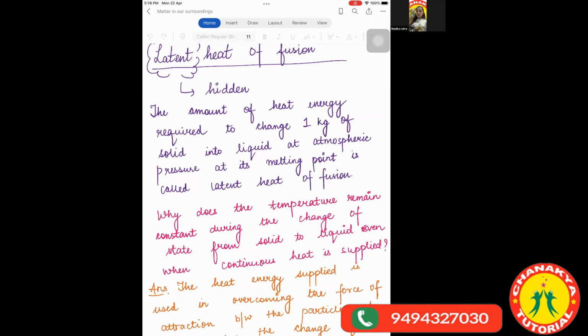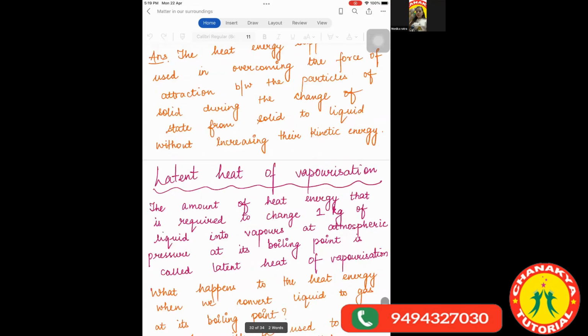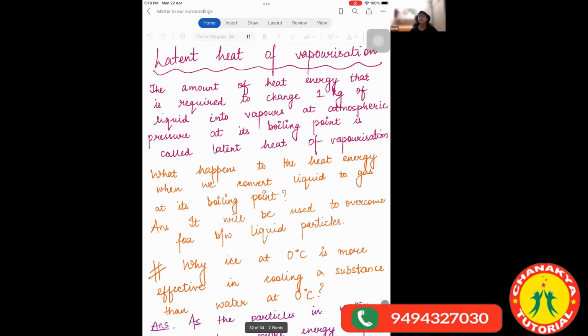Then we discussed about the latent heat of fusion as well as latent heat of vaporization. Ma'am, fusion specifically talks about the conversion of solid into liquid, whereas in case of vaporization, we specify the conversion of liquid into gas.